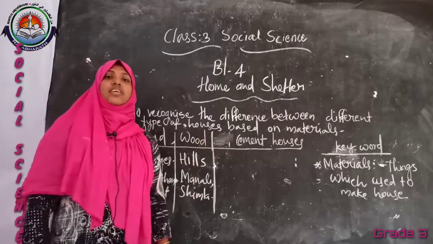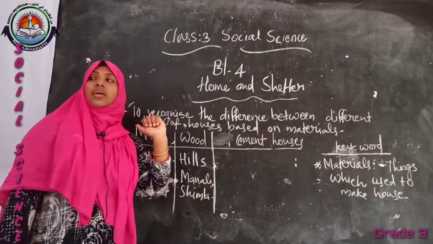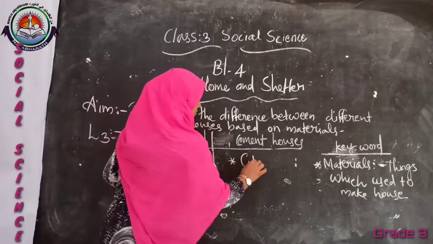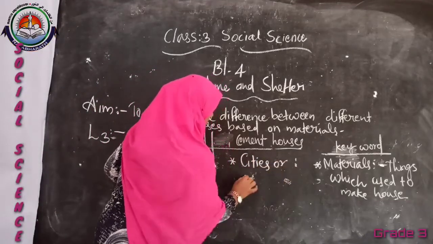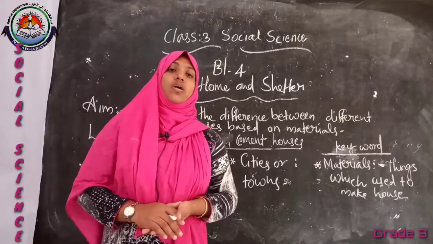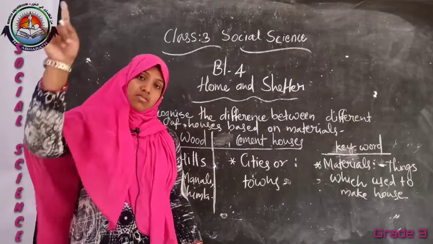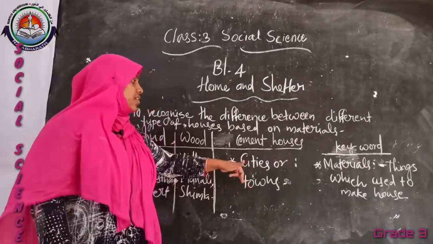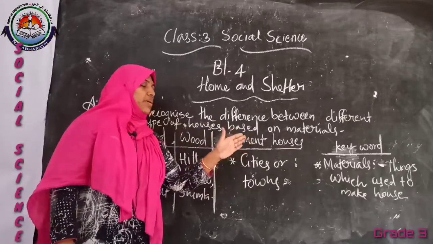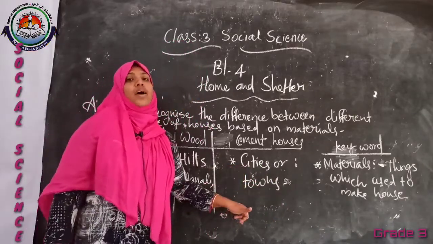Then the last type of houses. What is the last type of houses? Yes, cement houses. Cement houses we can find in cities or towns. We know that we are all living in cement houses or brick houses. Some are living in cities, in tall buildings, that means flats, all made with cement. So cement houses are mostly found in cities or towns.